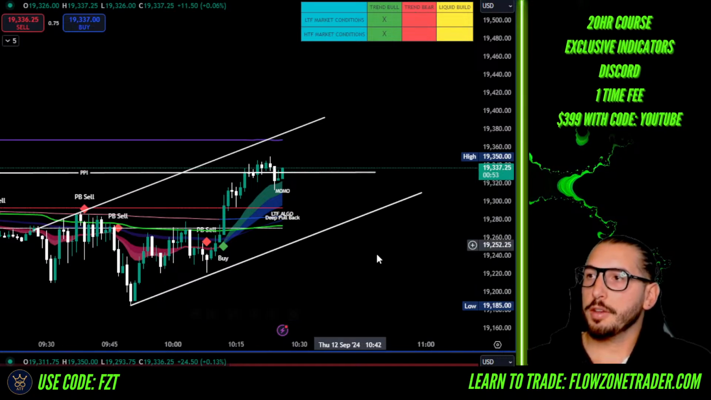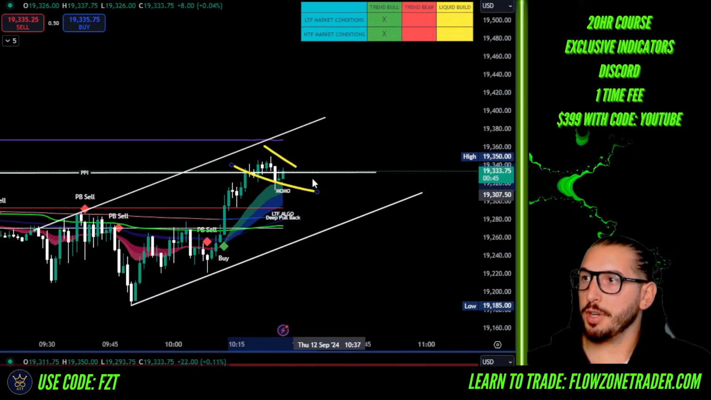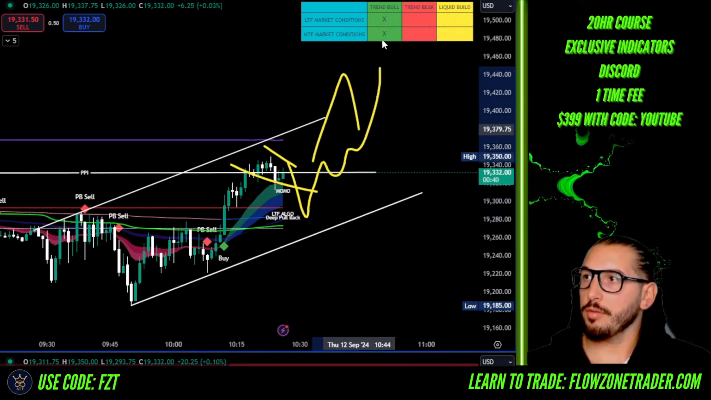So we will be looking for bullish structure until proven otherwise. Same as always. We're looking for bullish structure. We're looking for traps. We're looking for breakout retests.